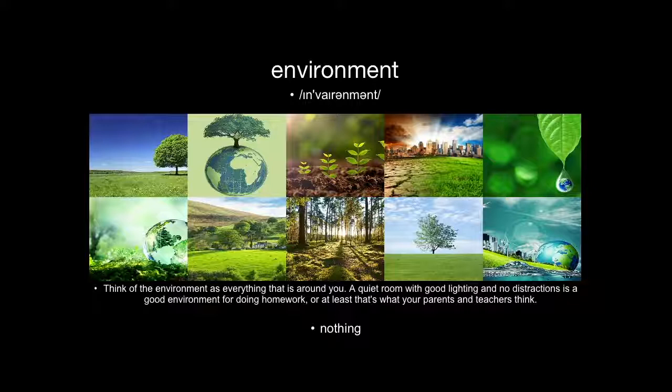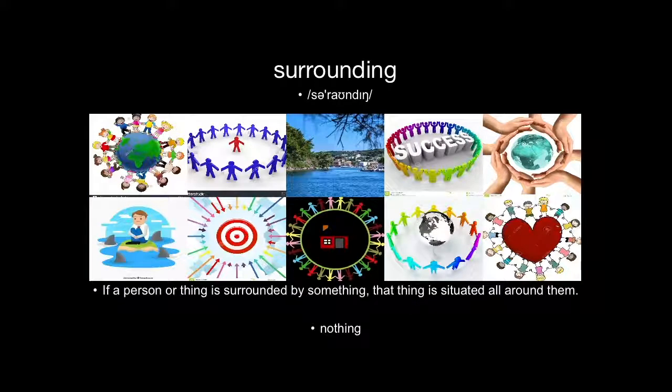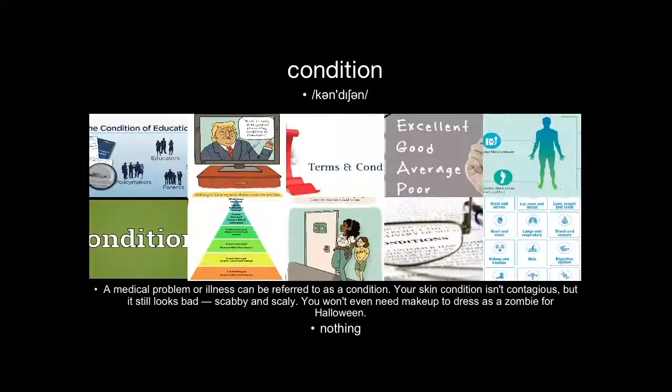Think of the environment as everything that is around you. A quiet room with good lighting and no distractions is a good environment for doing homework. Surrounding, surrounding. If a person or thing is surrounded by something, that thing is situated all around them. Condition, condition. A medical problem or illness can be referred to as a condition. Your skin condition isn't contagious, but it still looks bad, scabby and scaly.